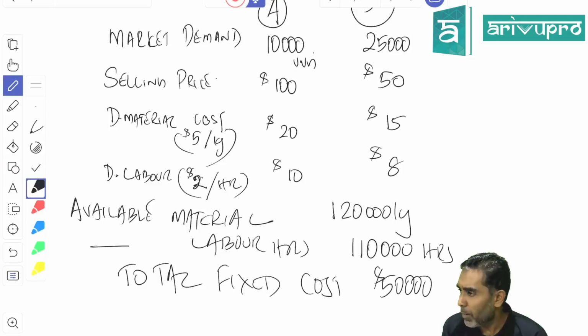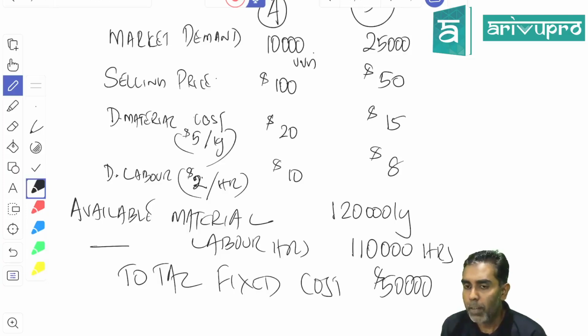Take down all the requirements. First requirement: identify the limiting factor.